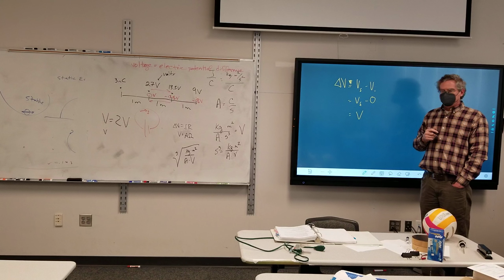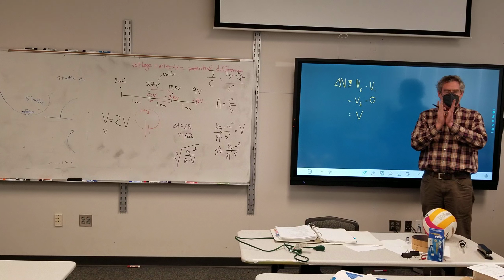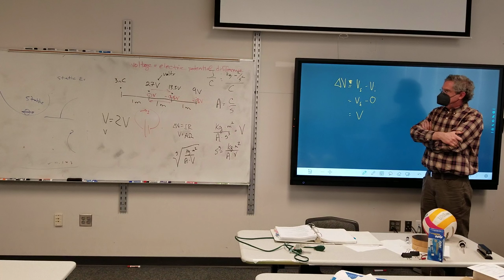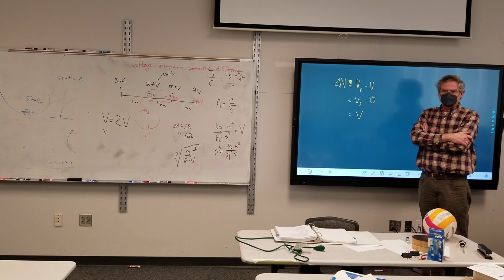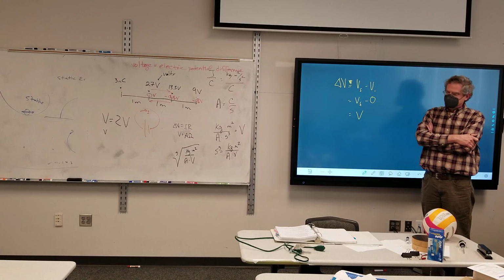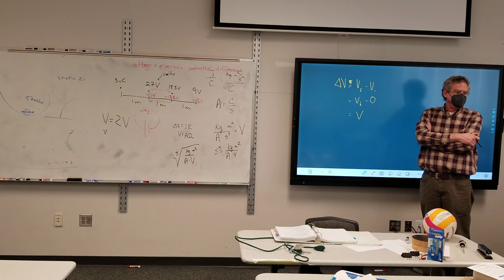So if I give you a formula with just a plain old V in it without a delta in front of it, I am talking about electric potential. If I want voltage, throw the delta in front. The volt is the unit, and voltage is the change in volts, the change in electric potential, which has units of volts. Okay.